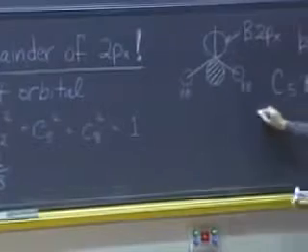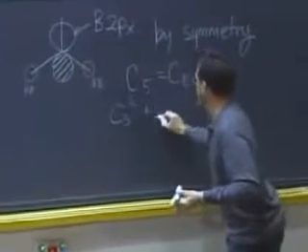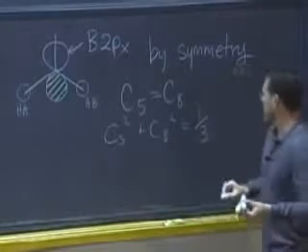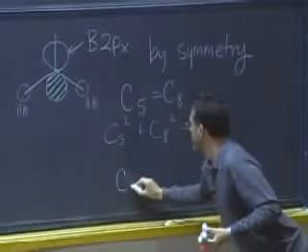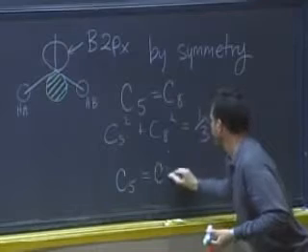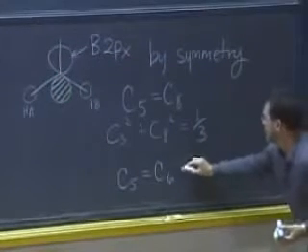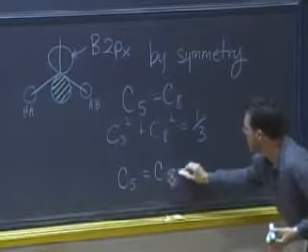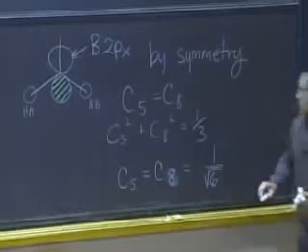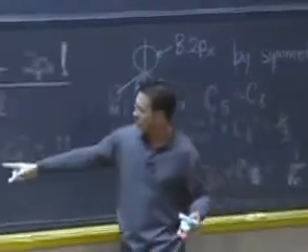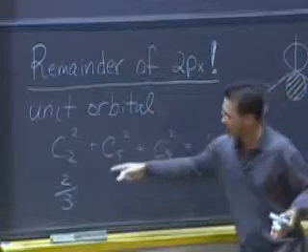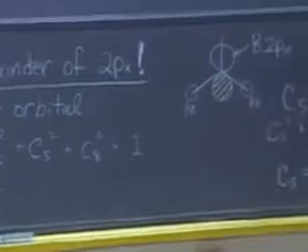We know that C5 squared plus C8 squared has got to be equal to 1/3, and that means that C5 is equal to C8, which is equal to 1 over the square root of 6. Okay? Because if we put this in here, we'll get 1/6 plus 1/6, 2/6, which is 1/3, plus the 2/3, which will be 1. And so we know it's 1 over root 6.